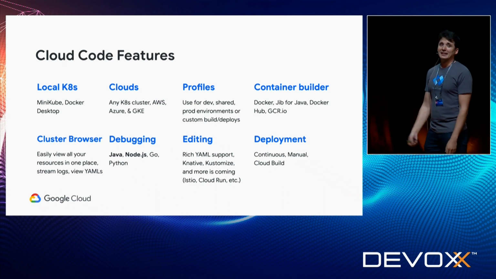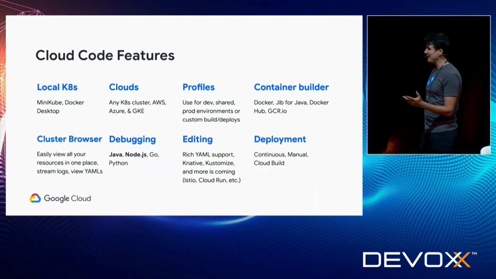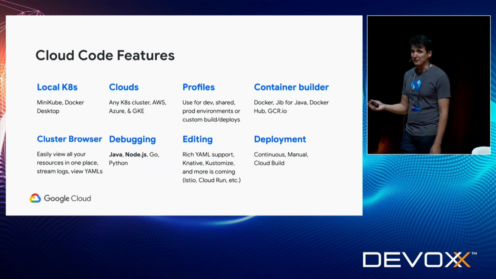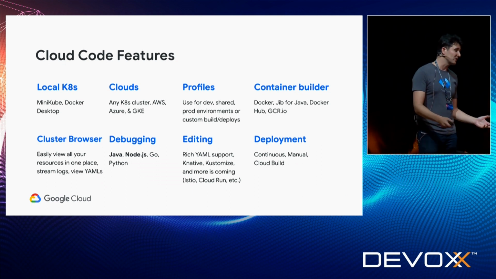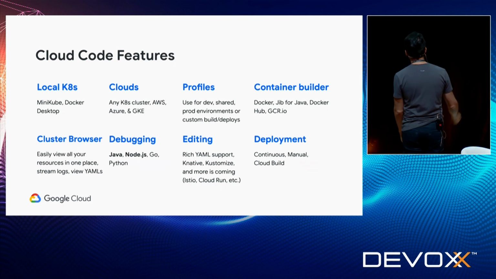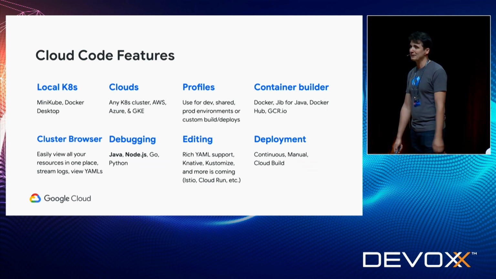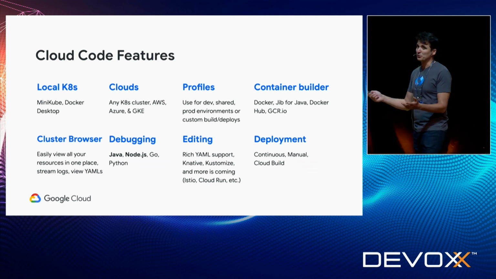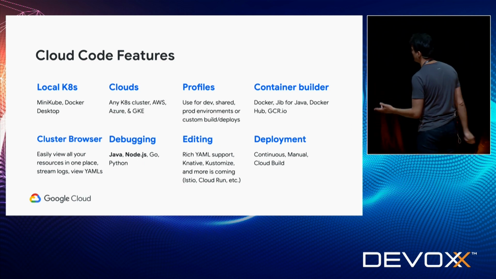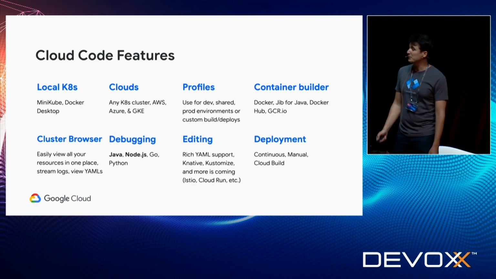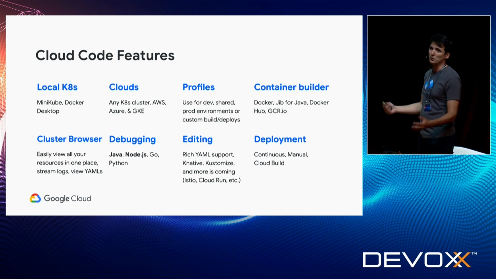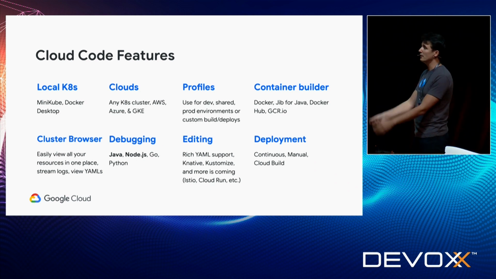Editing, well, except the standard YAMLs, we have support for Knative, serverless, like Kustomize. More is coming. We will support Istio, Cloud Run YAMLs, and deployment. You saw we already talked about this. Deployment, continuous, manual. We can always use Cloud Build, which is one of the things we also support in Cloud Code. This is supported by Skaffold and Cloud Code. This is Google's Cloud Build, where you build your image on the cloud instead of a local machine.